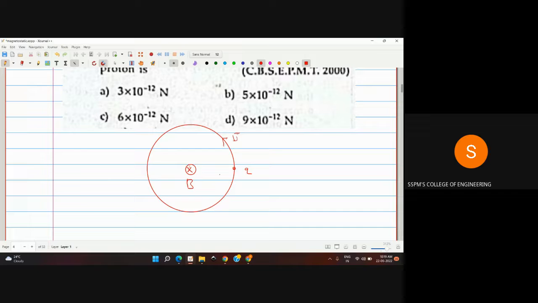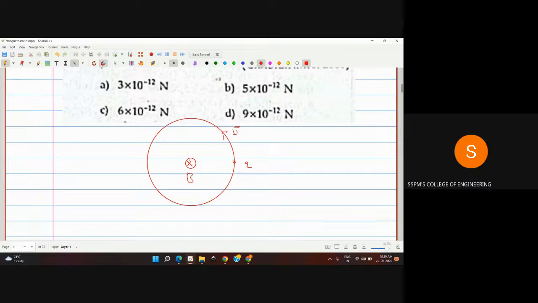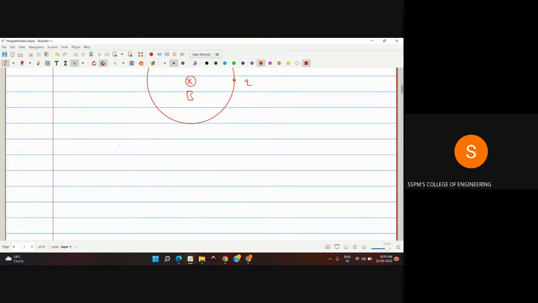So how to find the magnetic force? The magnetic force on the charge can be determined with the help of this equation. Fm bar is equal to the charge into V bar cross B bar. The cross product is used here.